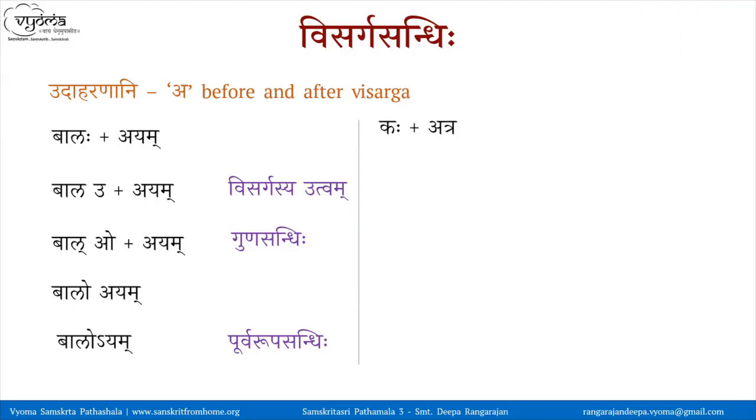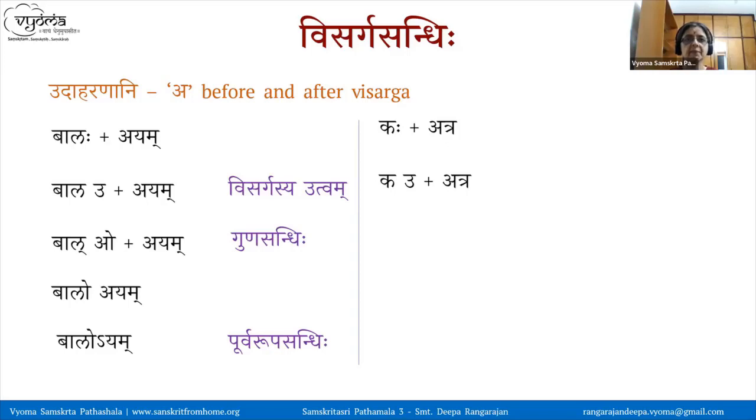Kaha plus atra. Ka u plus atra. So u will become o. So ka plus o plus atra. So ko plus atra. So kotra. Ko plus atra, and then how does it happen? O plus a. So it will become purva rupa. So purva rupa sandhi. So we have to take o only. So ko plus atra kotra. Now you have to take it. Yeah. Thank you, ma'am.